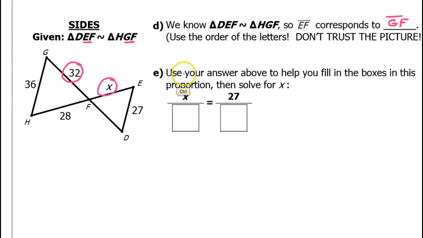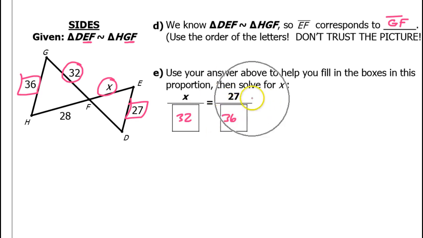All right, now, use your answer above to help you fill in the boxes in this proportion and then solve for X. Let's see. So obviously the 36 and the 27 are corresponding. So Miguel, X over what? 32. X over 32 is going to equal 27 over 36.